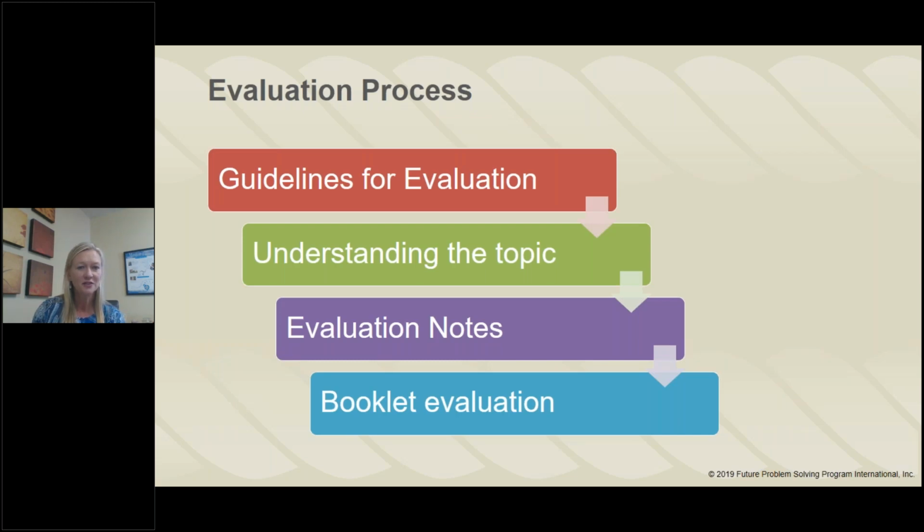I mentioned the evaluation notes. Those are the items that are specifically included for each of the topics and the future scenes, both for the practice problems and for the competitive ones. And then the evaluators get started on evaluating the booklets.